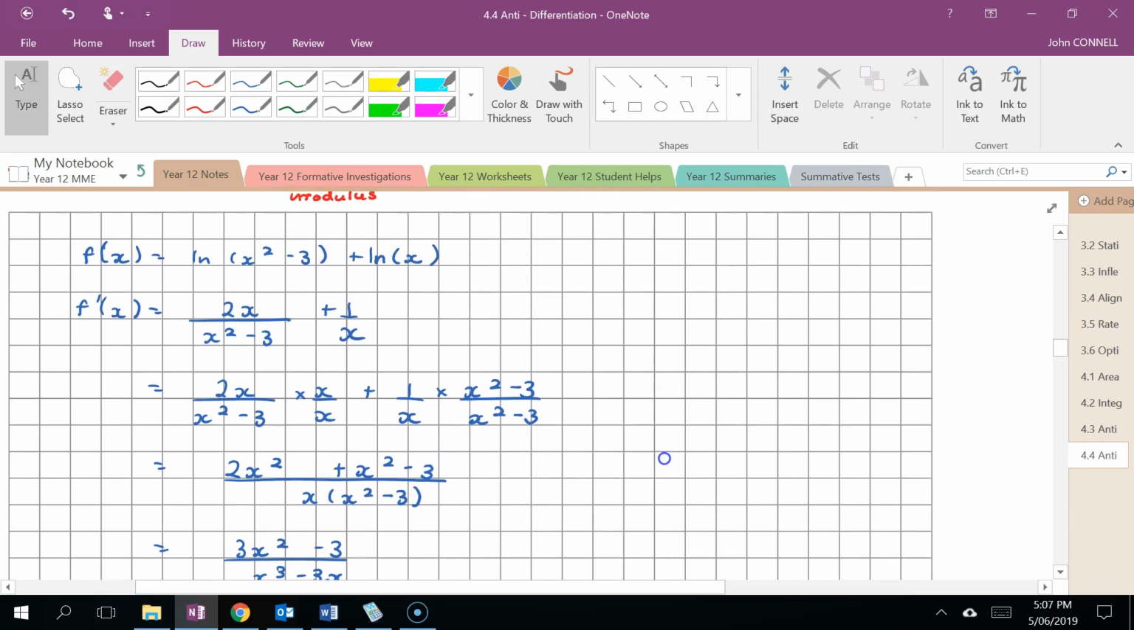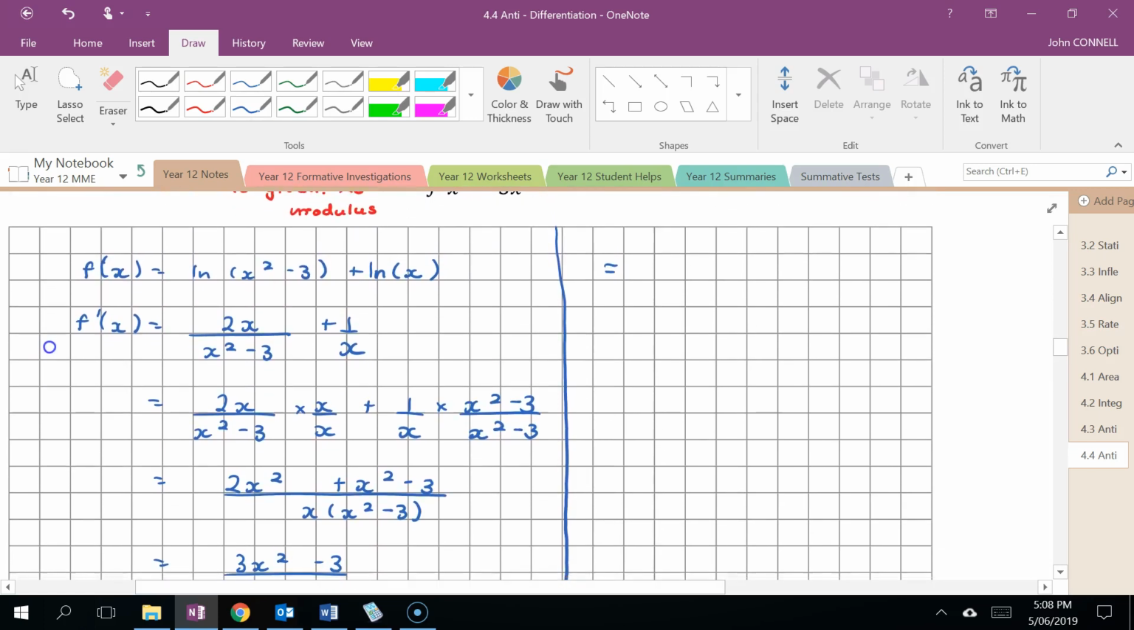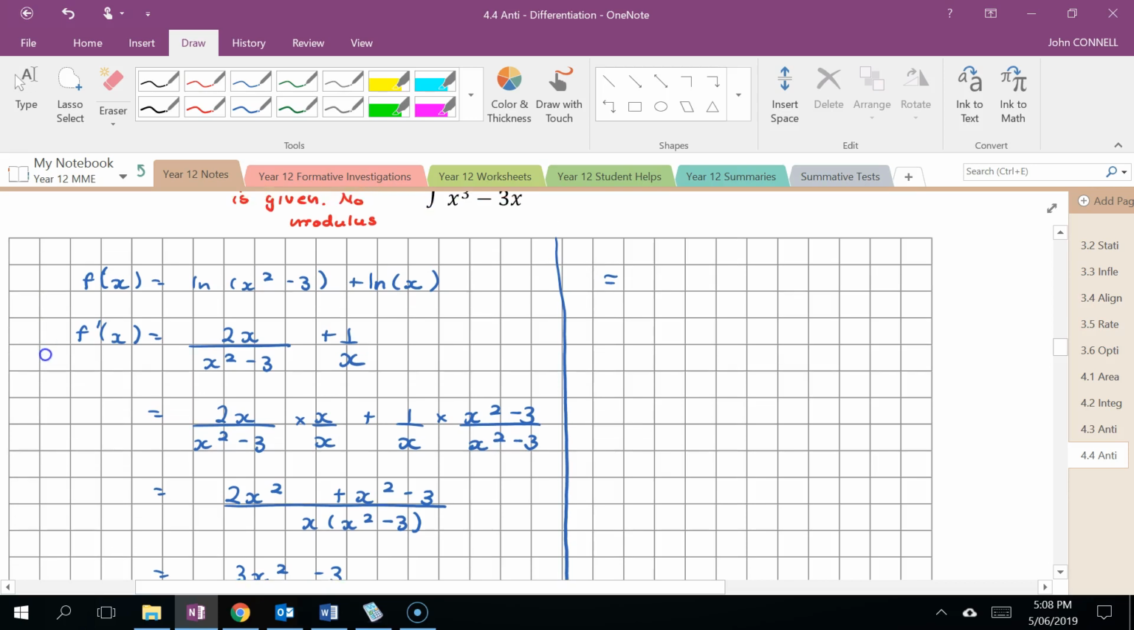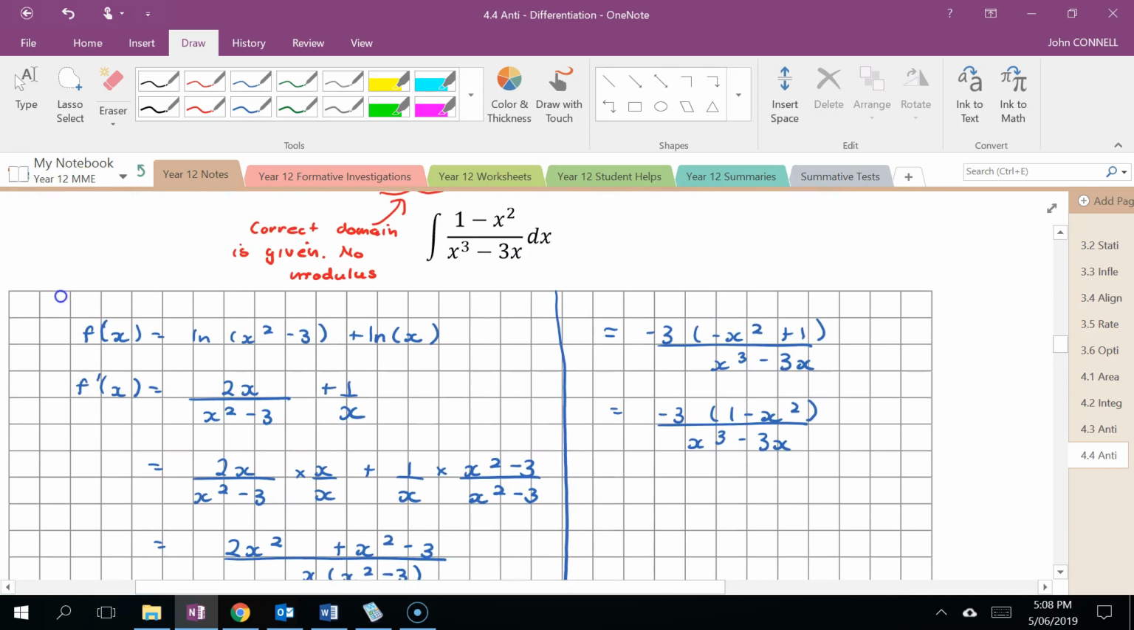Now I don't quite have that yet, so if I come up to this line here, then what I can do is take out a common factor of minus 3. So if I take out a common factor of minus 3, I get minus x squared plus 1 all over x cubed take 3x. And then just putting that around the other way, it'll be minus 3, 1 take x squared all over x cubed take 3x. So now I'm ready to do my integral.